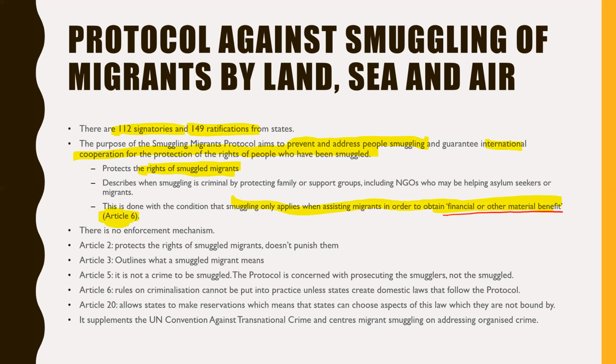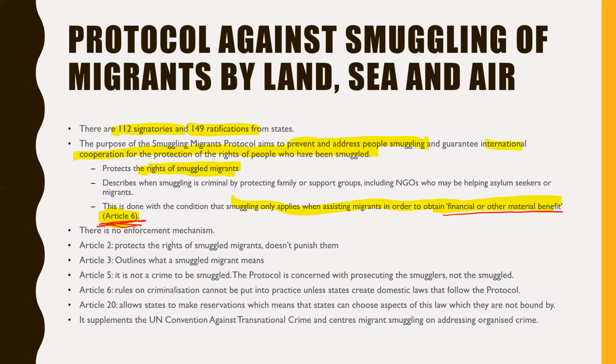So this is different from people being helped by families or support groups or non-governmental organisations who want to help asylum seekers and migrants. There's a distinction here. They are doing it to help people, whereas smugglers are being paid to take someone across and overseas. So that's a really important part of this protocol, that it actually defines what a smuggler is.